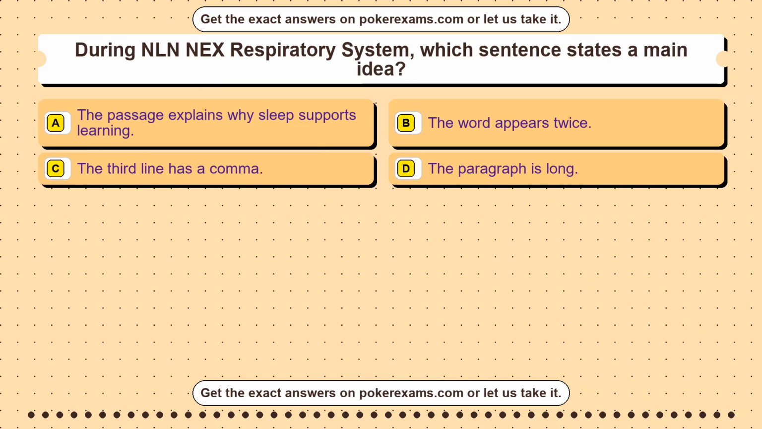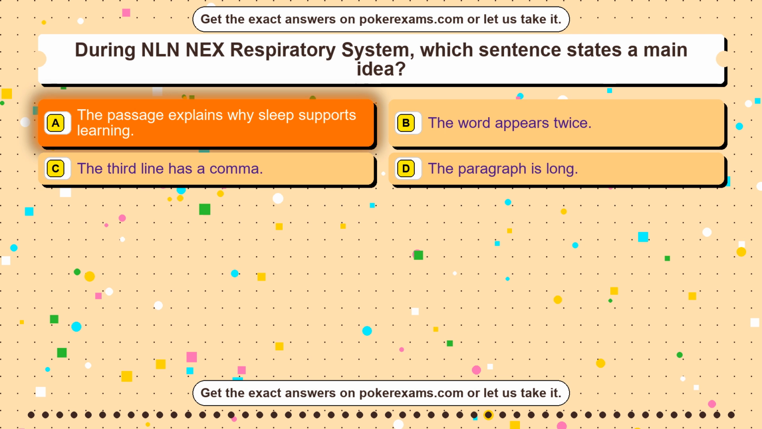Question 21. During GED reading comprehension practice, which number solves x - 4 = 9? Option A 5. Option B 9. Option C 13. Option D 36. The correct answer is option A.